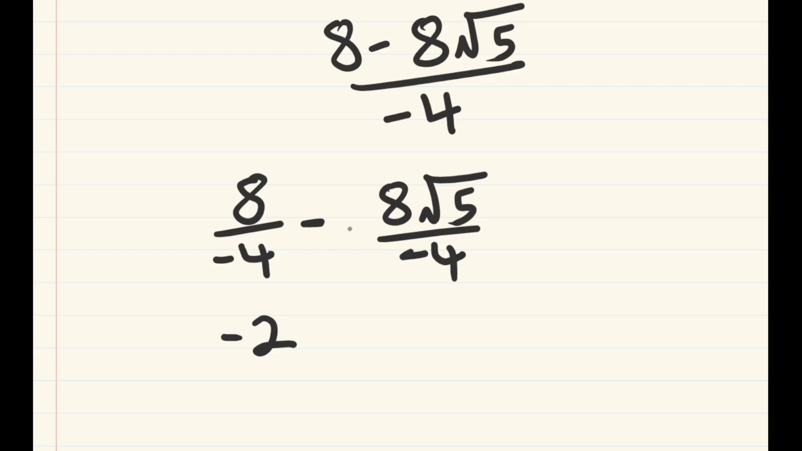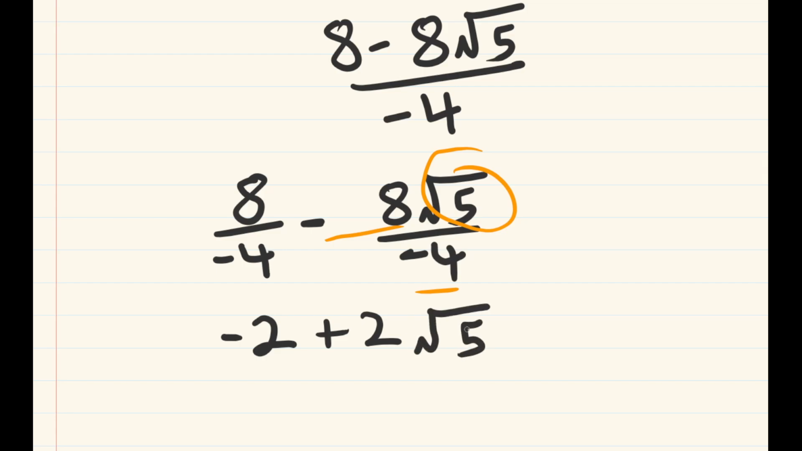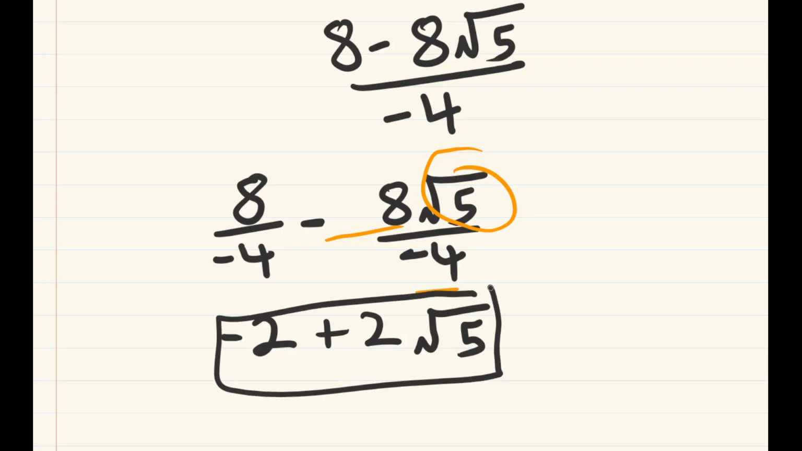And minus 8 radical 5 over negative 4. So what is negative 8 over negative 4? That's positive 2. And then we're left with this radical 5 right here. So negative 2 plus 2 radical 5 is the final answer in this situation.